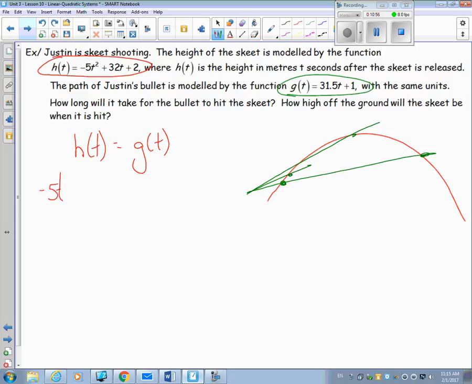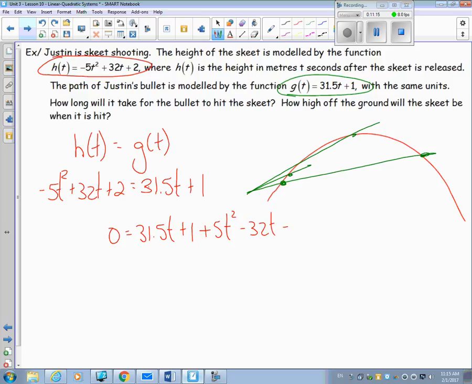So we have two equations. We can set them equal to each other and solve for t. I'm going to bring everything to the right-hand side this time, so my t squared value is positive. We like positive squareds. And I want to put it in standard form, so I'm going to put the squared term first, collect my other like terms, and it's ready to be solved.